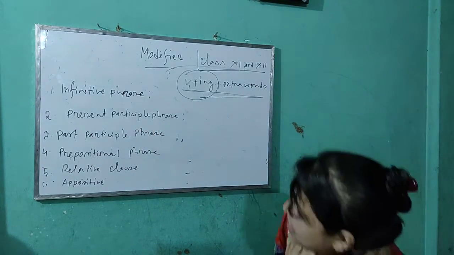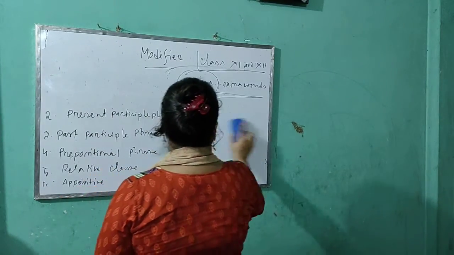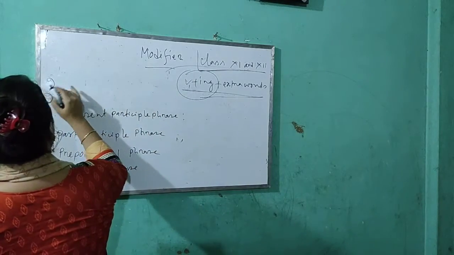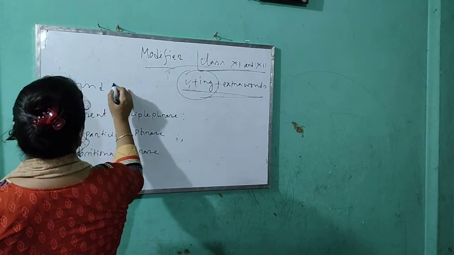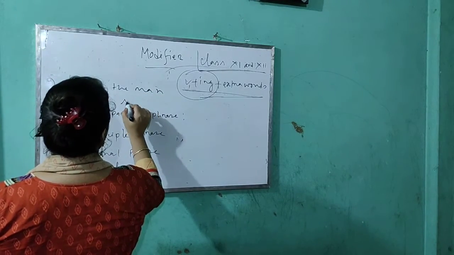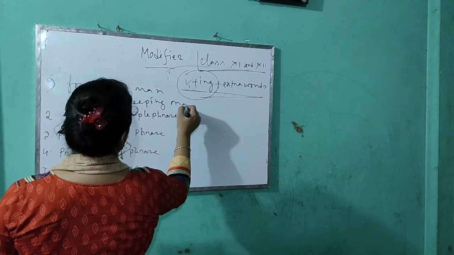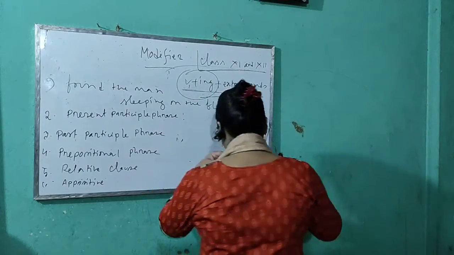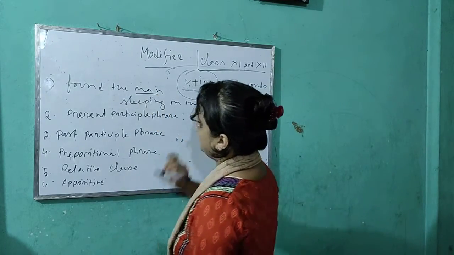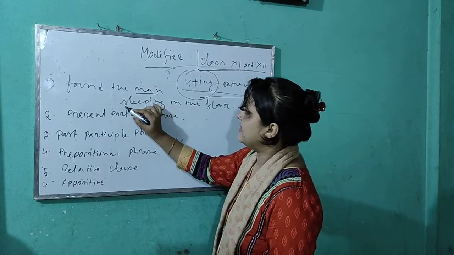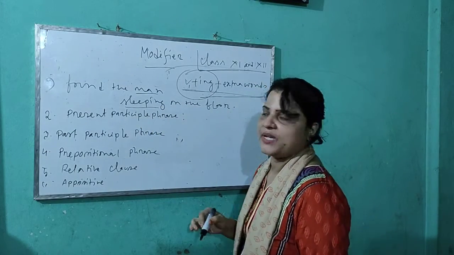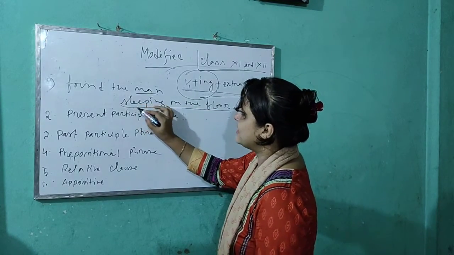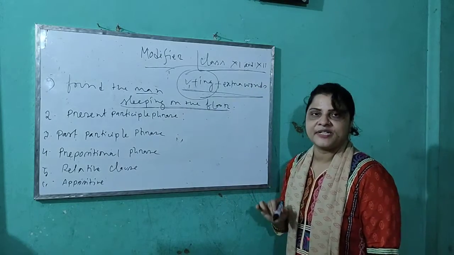Now let us see some examples. I found the man sleeping on the floor. You see here, man is a noun. "Sleeping" is a present participle. But when you use "on the floor", this is a phrase, and it's a present participle phrase.